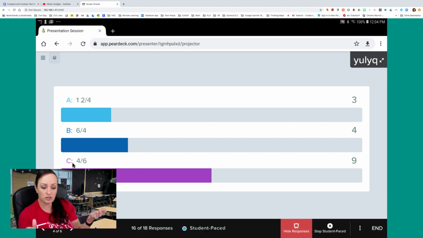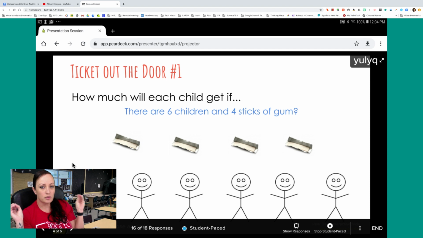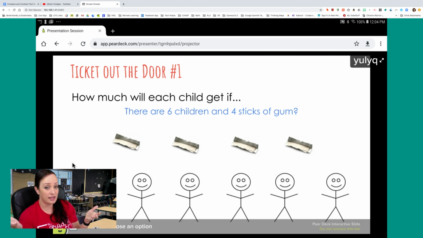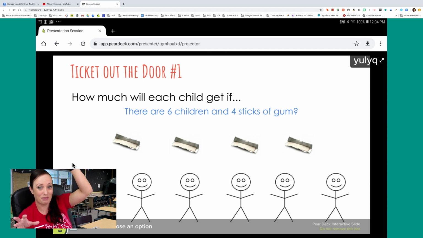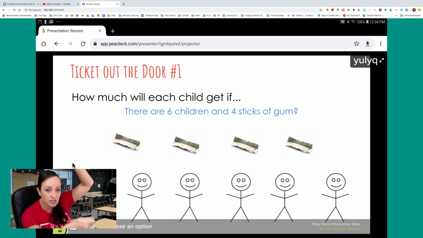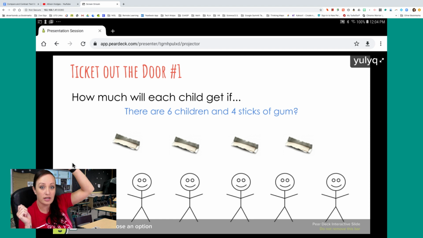So let me go back to the question. Let's start with, what are we sharing? We're sharing sticks of gum. How many? 4. So that should be the top number in my fraction. So 4, and then divided by how many kids? How many kids are you dividing that into? 6 kids. So my answer should be 4/6.